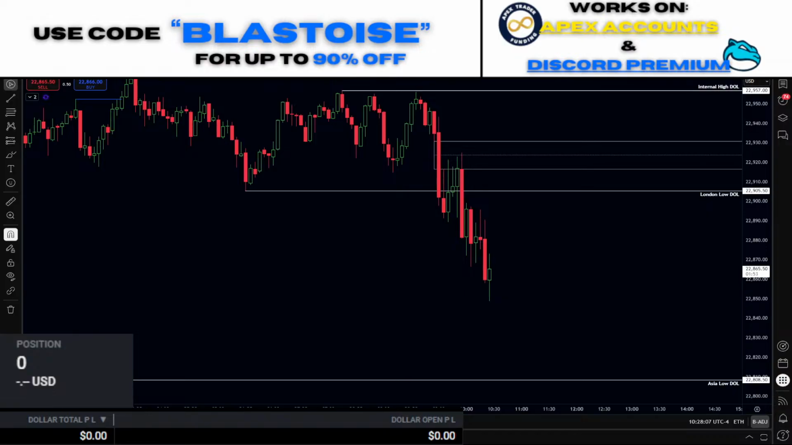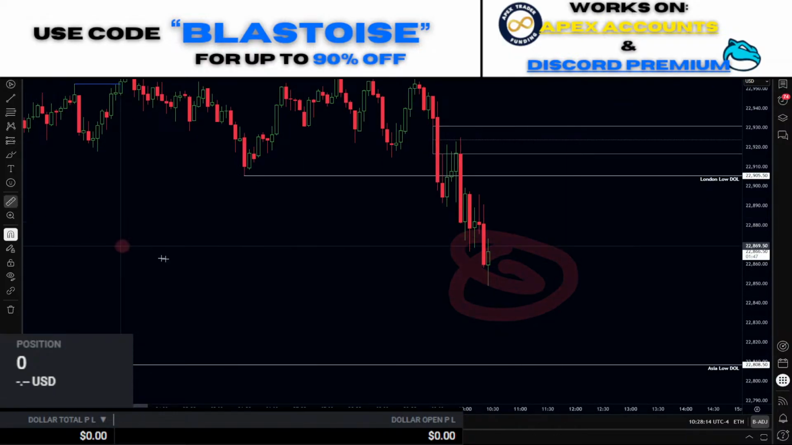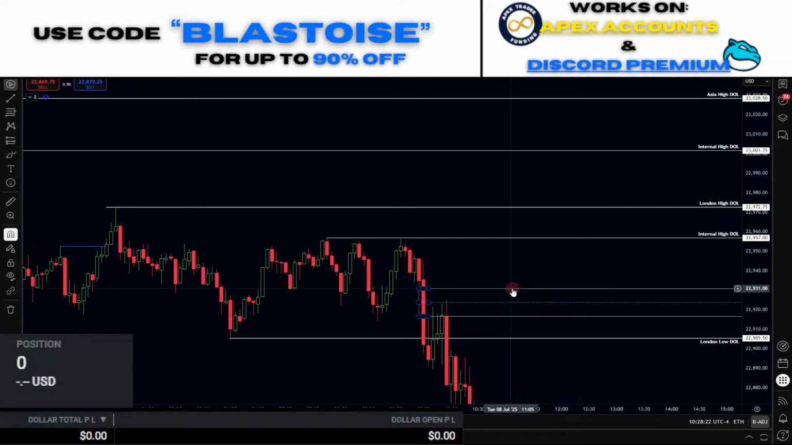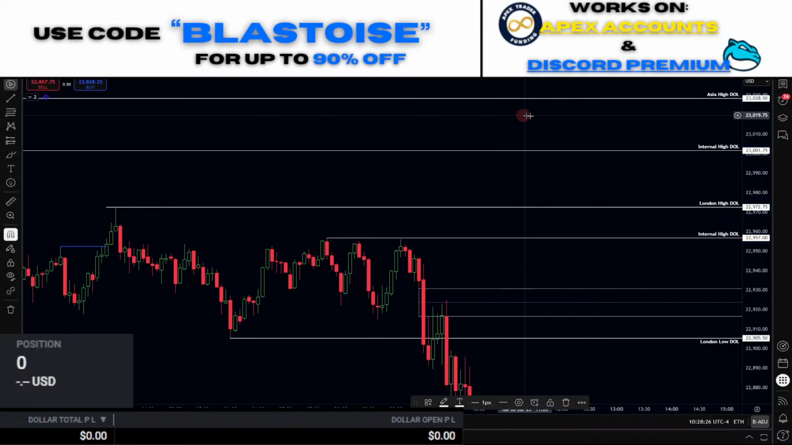Possible MSS when it sweeps the Asia lows? Yeah, it is possible, but we will have to take a setup right down here because, of course, we're not going to wait for a sweep off of the Asia low for an MSS to then push up 120 points to then get an entry to then push up yet another 100 points. We're not going to wait for that.